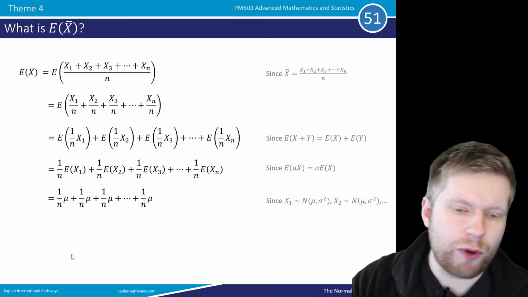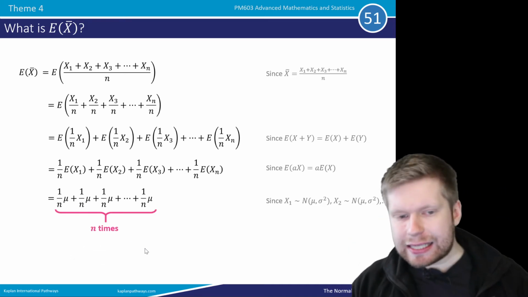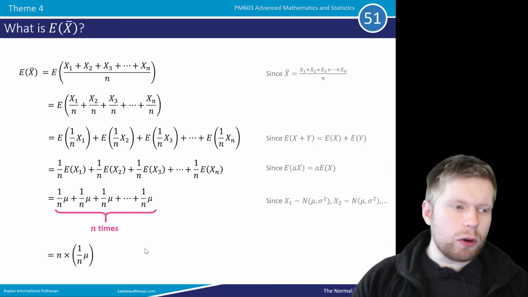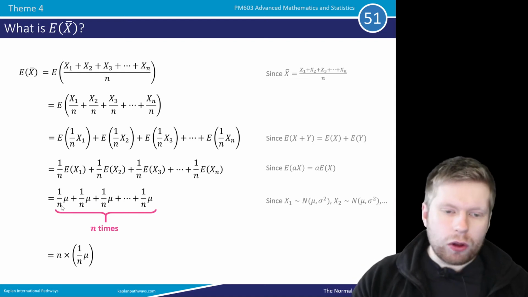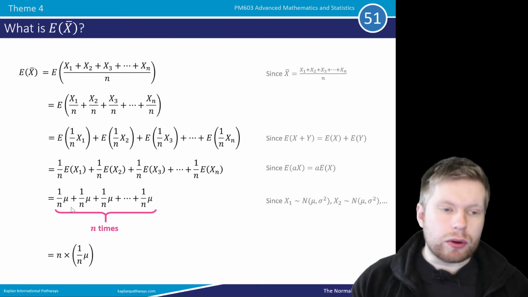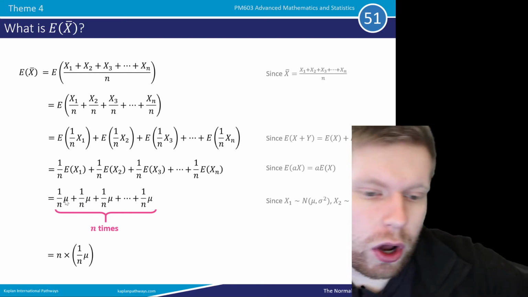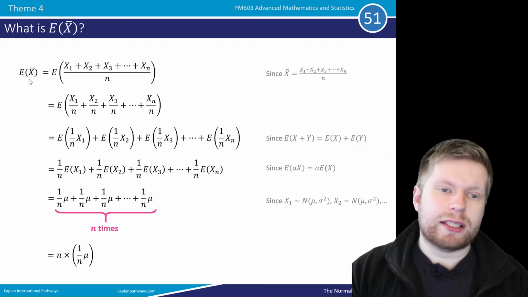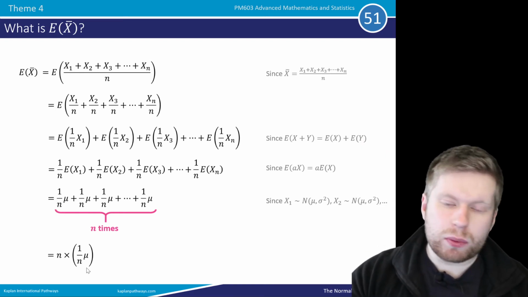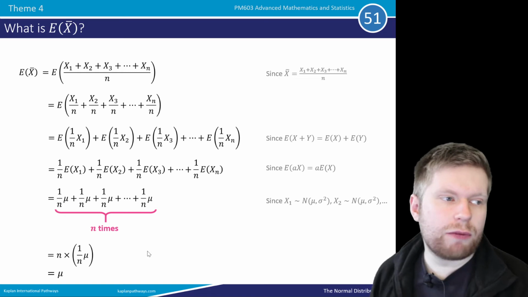So effectively, I've got 1 over n times mu, n times, haven't I? Because I've got n random variables there. So if I take n lots of those things, that should just be n lots of 1 over n times mu. That just makes sense because I've got n random variables. So I've got n lots of 1 over n mu. That's the expectation of x bar. Well, n times 1 over n, they cancel. So I'm just left with mu.